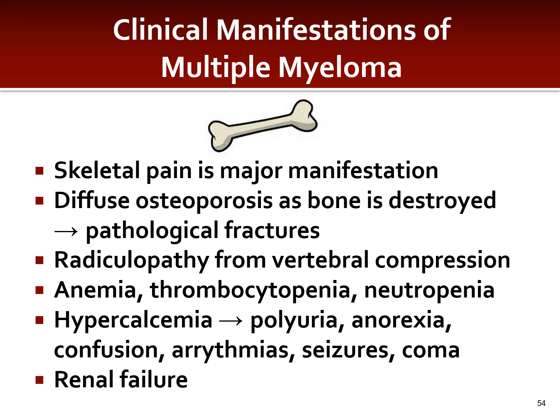Radiculopathy also could be some clinical manifestation that we see, compression on that vertebra. Anemia, thrombocytopenia, and neutropenia could be clinical manifestations. Hypercalcemia, which could lead to polyuria, anorexia, confusion, arrhythmias, seizures, and comas. These clients can also go into renal failure. So skeletal pain is a major manifestation.